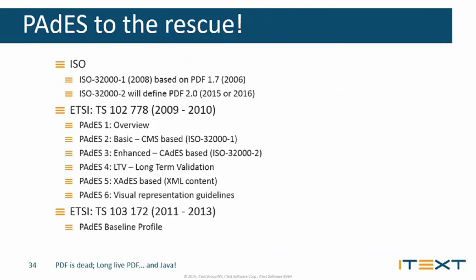So what is this standard about? Well, you have ISO 32000-1, which was released in 2008. It was based on PDF 1.7, released in 2006. It gave us some rules on how to create a digital signature. Now, ISO 32000-2 will define PDF 2.0, but it's only to be expected in 2016. It says 2015, 2016, but actually we know that we shouldn't expect it before 2016.